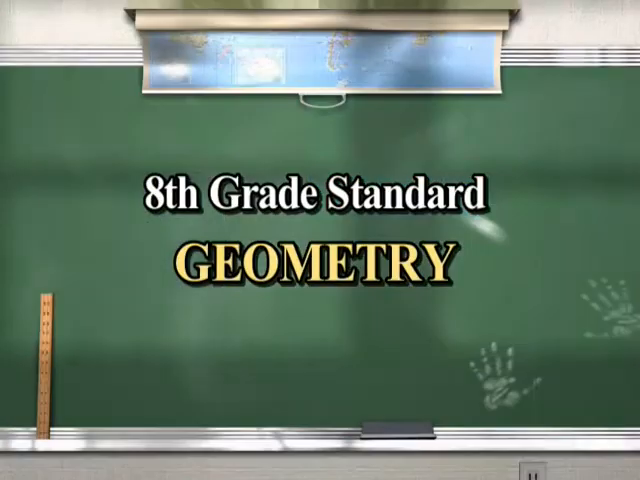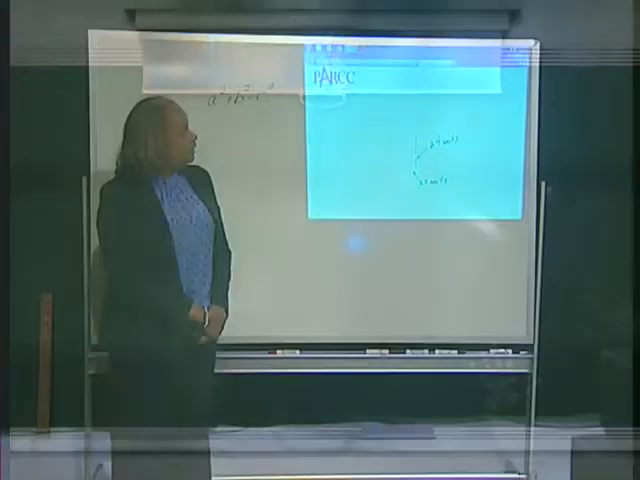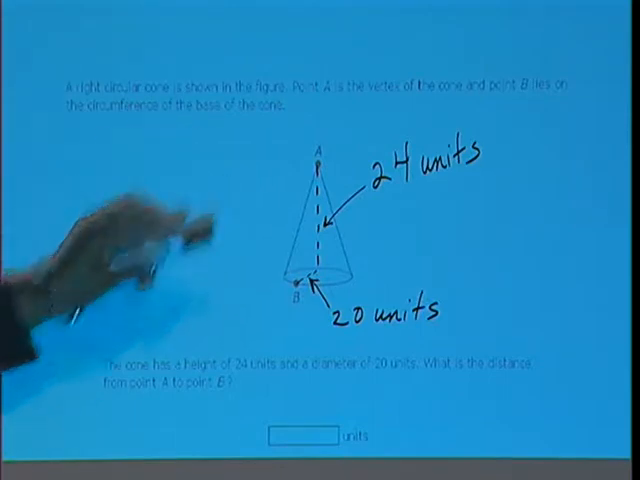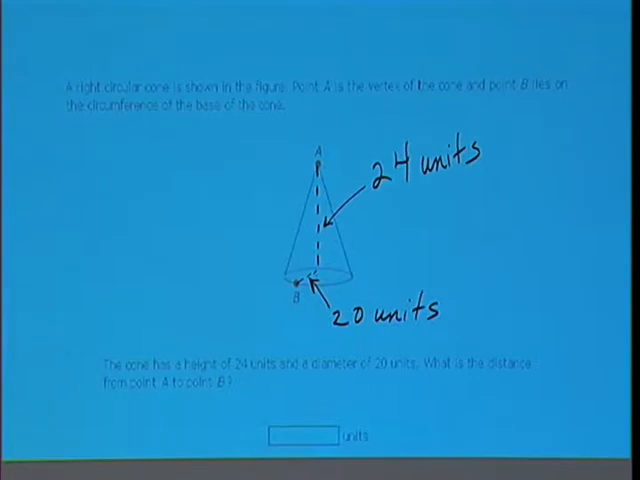I will start off with this problem here, which is an 8th grade standard geometry. It reads, a right circular cone is shown. In the figure, point A, which is here, is the vertex of the cone, and point B lies on the circumference of the base of the cone. Here's point B. The cone has a height of 24 units and a diameter of 20 units. I have already labeled both of those. What is the distance from point A to point B? We will be working that through.